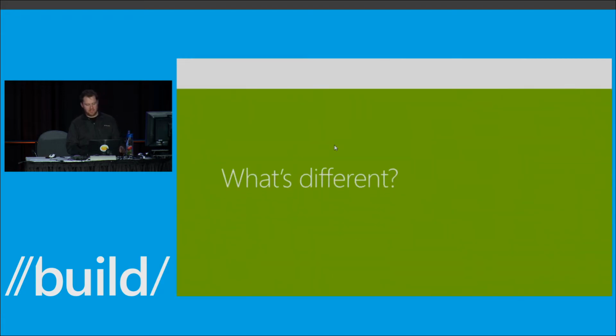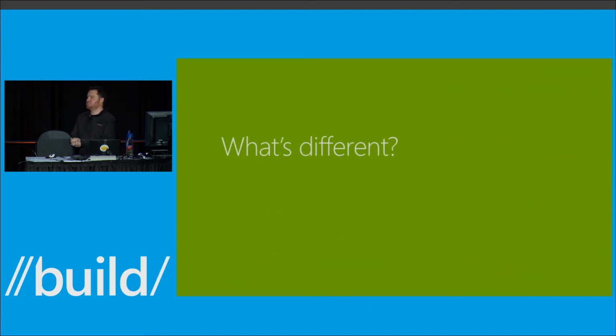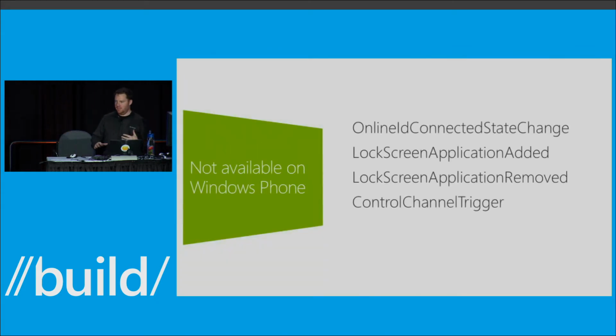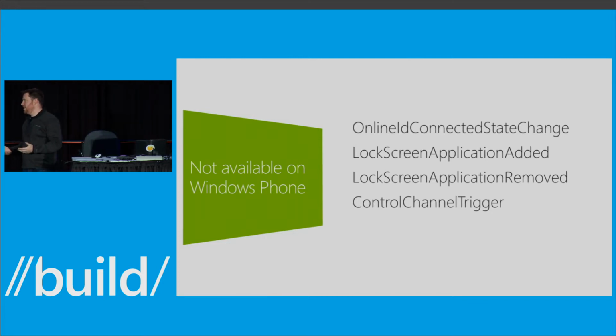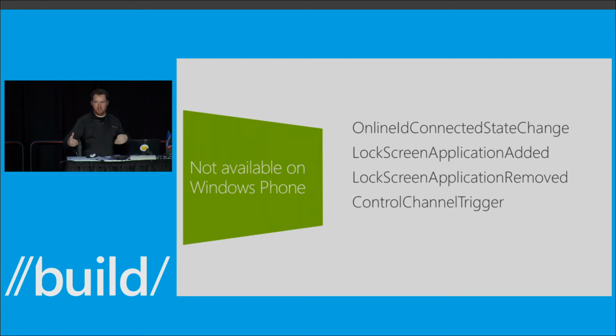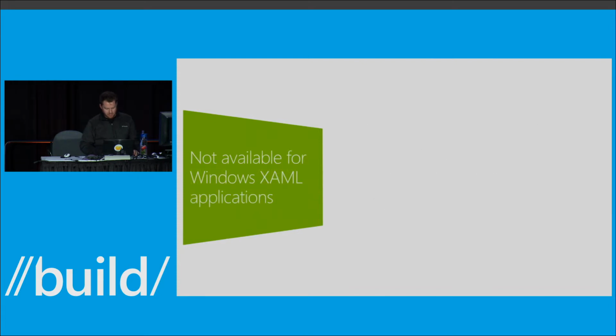So that's background transfer. That was the good news. Now the bad news. A couple of things are a little different on Windows Phone. There are a few triggers that were on Windows that are not available on Windows Phone. Online ID connected state change doesn't really make sense; we only have one ID on the phone. Lock screen added, lock screen removed: we don't associate the lock screen with running in the background on the phone, so those don't make sense. And we also don't support the control channel trigger on the phone. So if your application uses that, we don't have support for it on the phone.